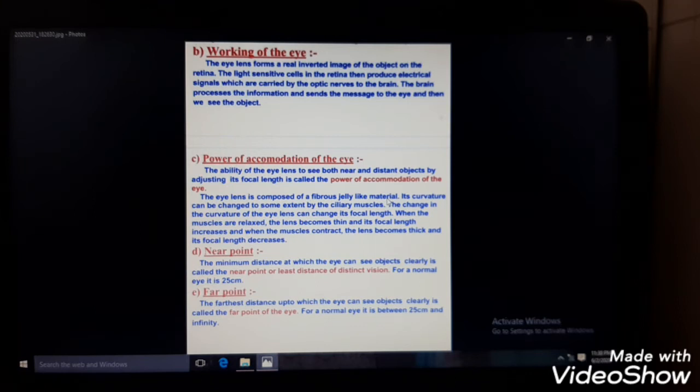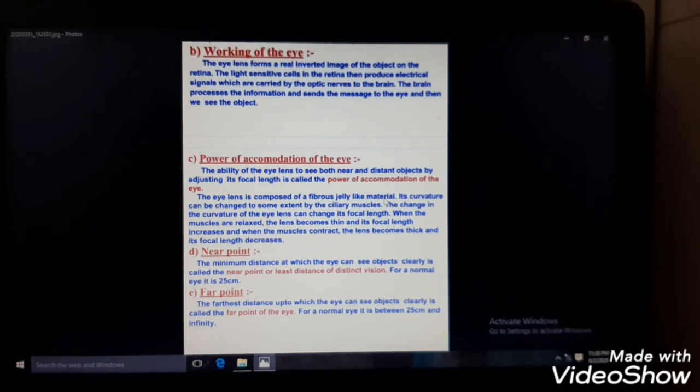Now, what is power of accommodation? Accommodate means to have one thing or to accommodate one thing. Okay, the ability of the eye lens to see both near and distant objects by adjusting its focal length. As I told you that our lens is flexible in nature, so it can adjust its focal length accordingly. Because our lens used to adjust its focal length just to see both near and distant objects clearly, that property is known as power of accommodation of the eye.